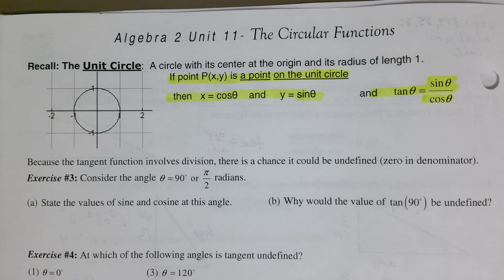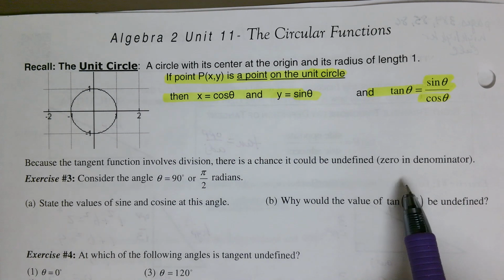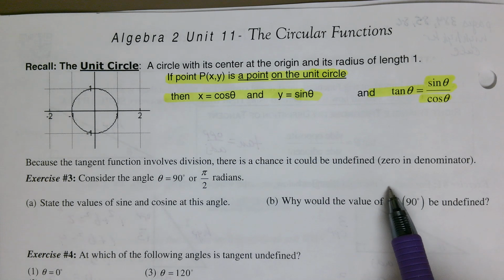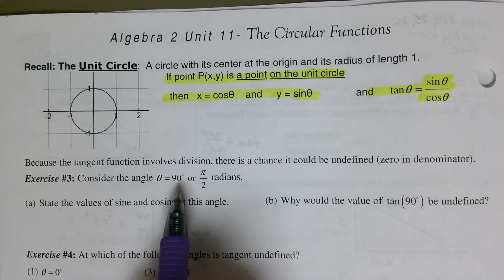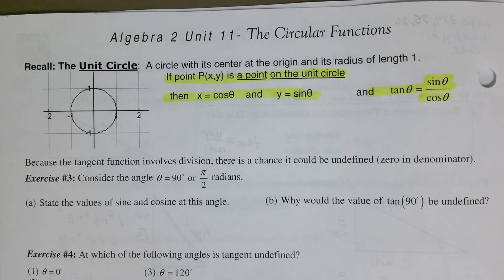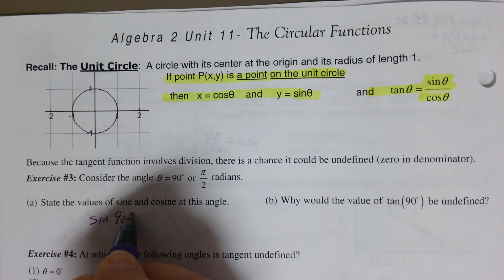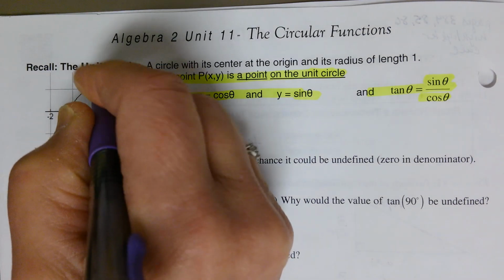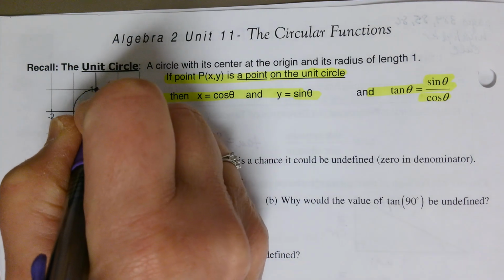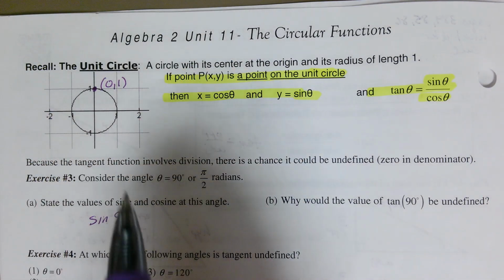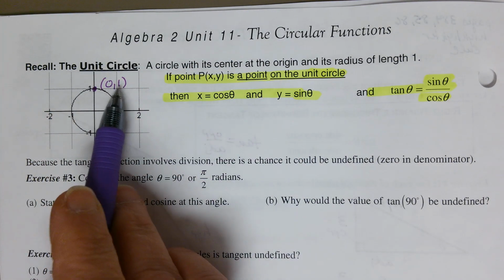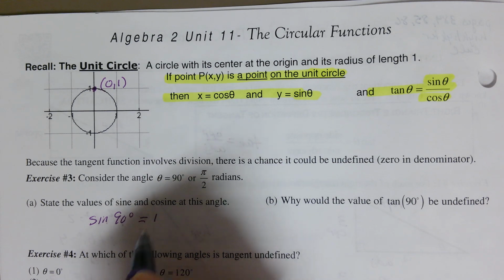Because the tangent function involves division, there's a chance it could be undefined. That occurs when we have 0 as a denominator. Consider the angle theta of 90 degrees, which is equivalent to pi over 2 radians. State the values of sine and cosine of this angle. Okay, so the sine of 90 degrees, I go on the unit circle. The coordinate is (0, 1). Sine is going to equal the y coordinate, so sine of 90 is 1.